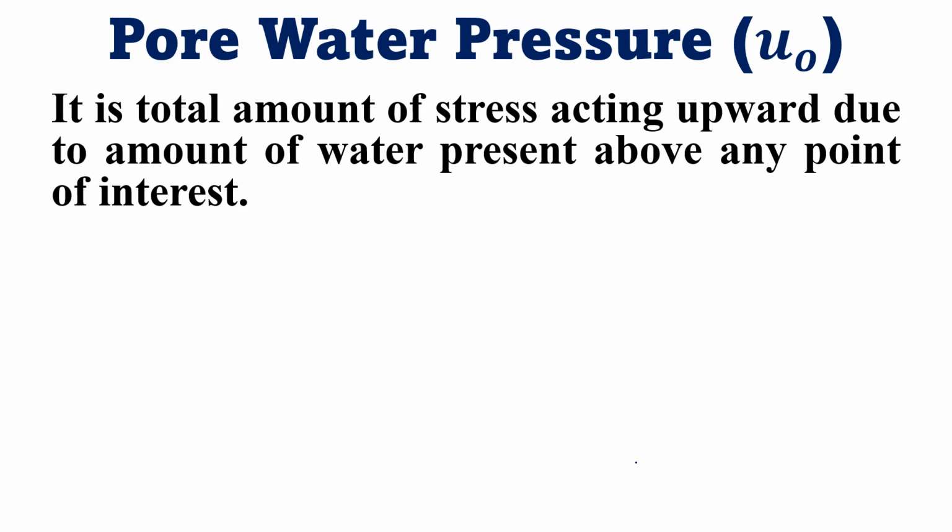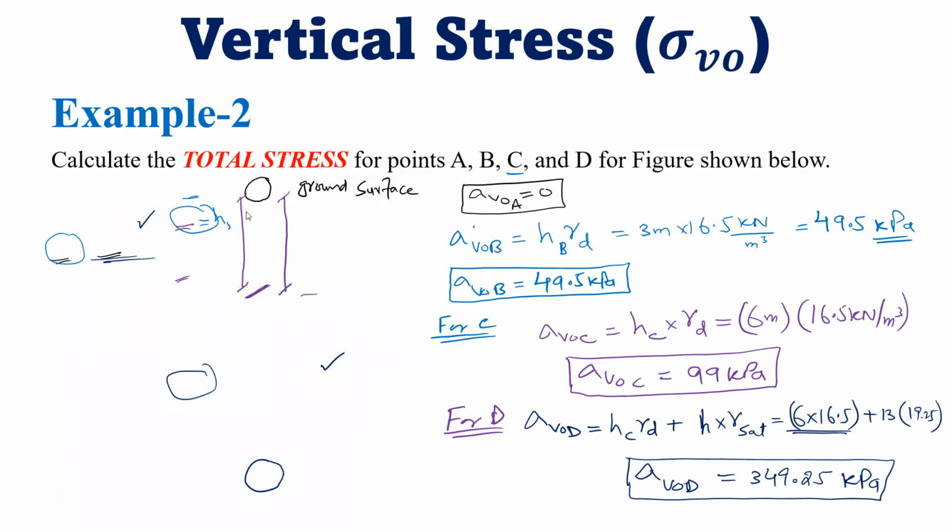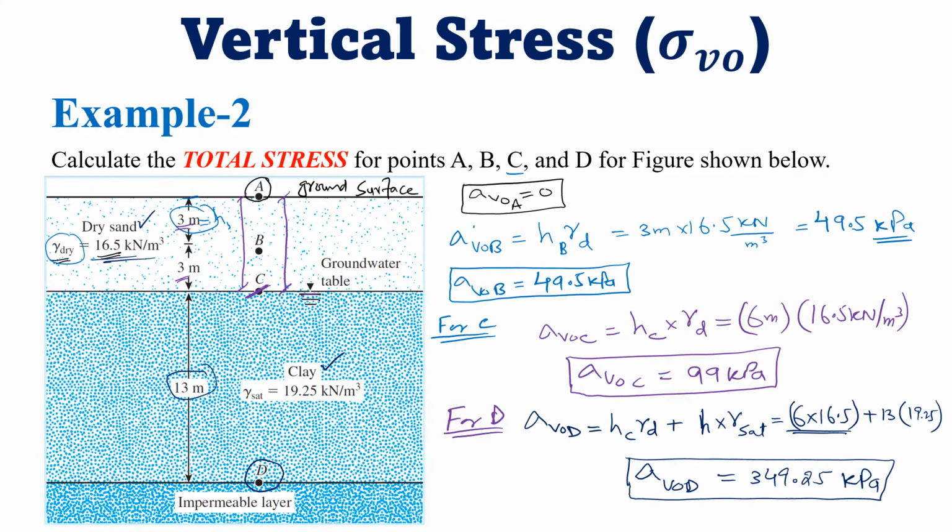Pore water pressure is the total amount of stress acting upward. Vertical stress acts downward, but pore water pressure resists this stress. So you can say that this is U naught and this is sigma V naught, acting upward due to the amount of water present above any point of interest. This pore water pressure will be the pressure due to water present. For point D, the pore water pressure will result from the pressure from this line to this line. It means that water of 13-meter depth will exert a pore water pressure for point D.